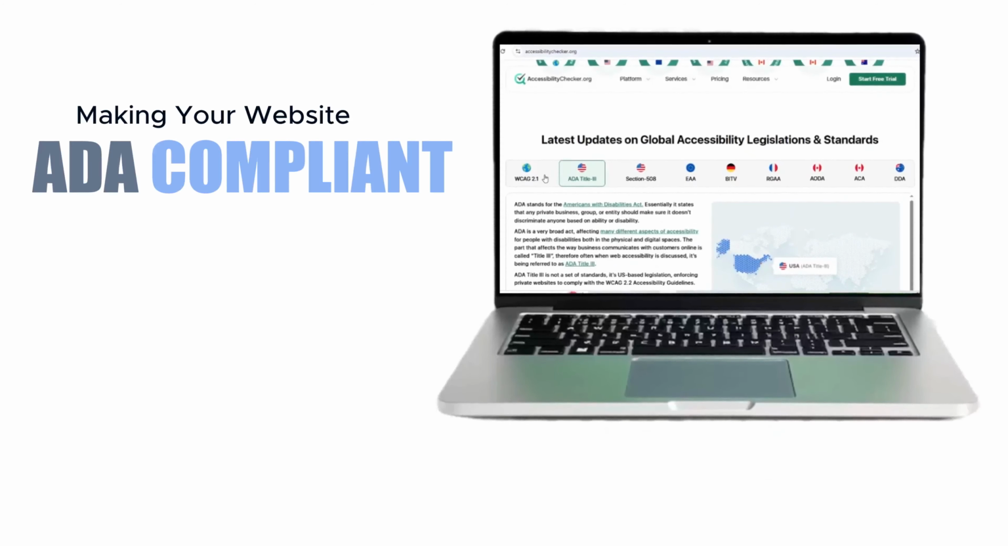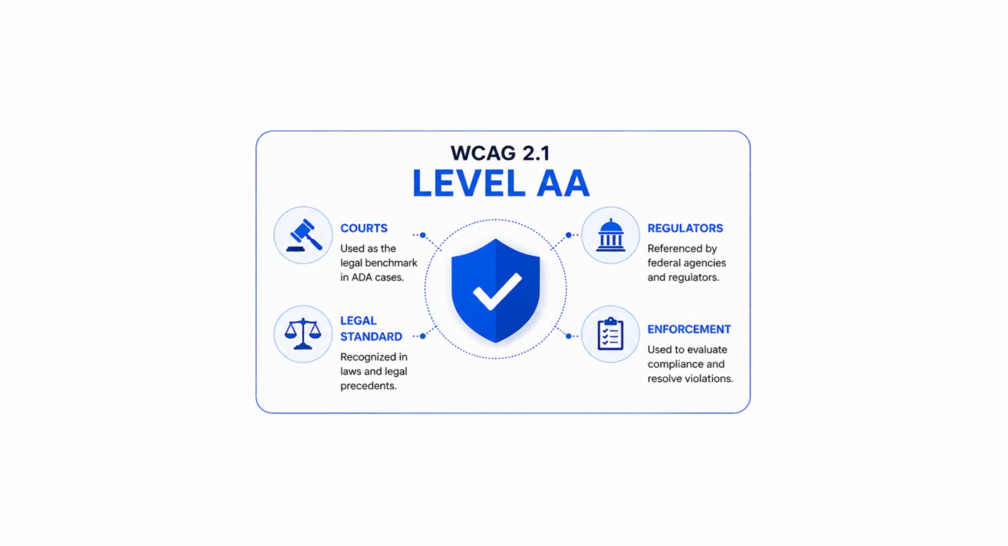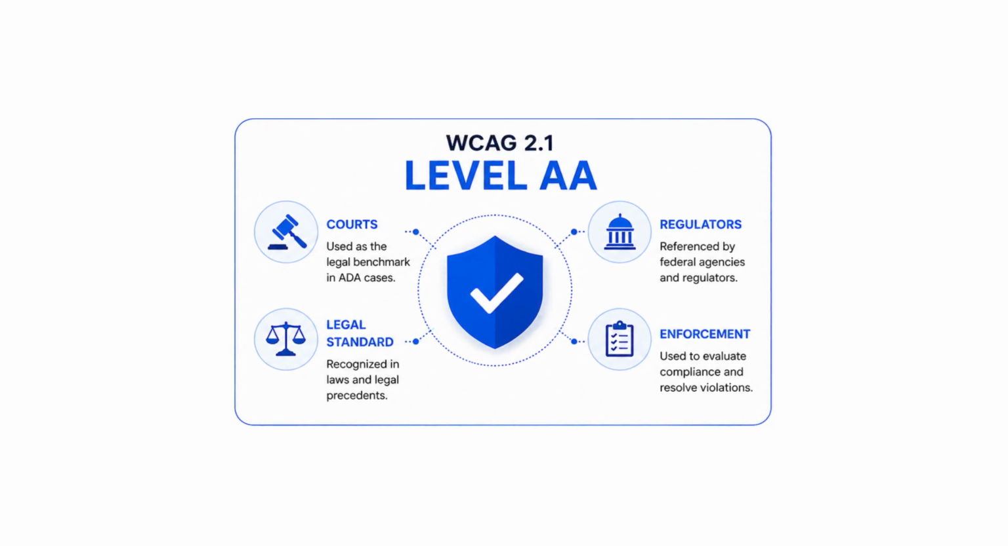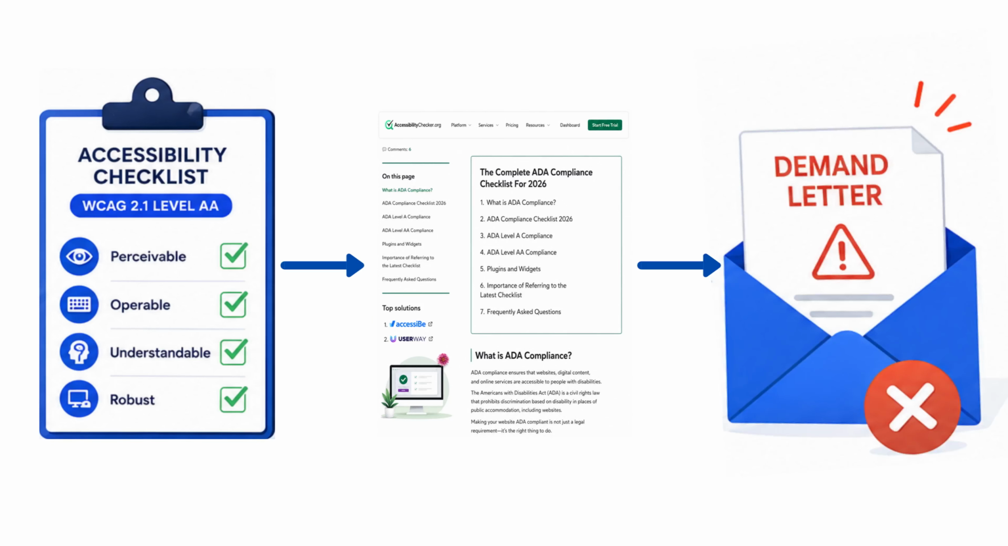Making your website ADA compliant means meeting WCAG 2.1 level AA. This is the standard courts and regulators use to judge accessibility. In plain terms, it's the checklist that decides whether your site holds up if you ever receive a demand letter.